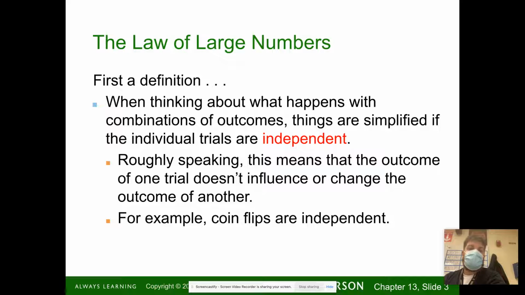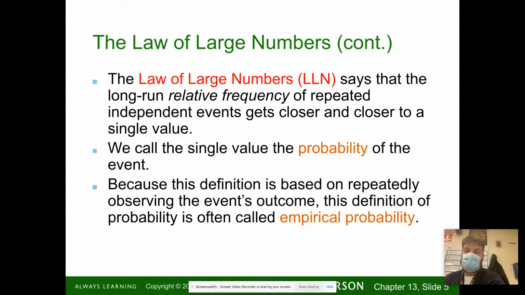When thinking about the combination of outcomes, things are simplified if the individual trials are independent. Roughly speaking, this means that the outcome of one trial shouldn't have an influence on or change the other. Flipping a coin is independent. You have a 50-50 shot of flipping heads on a balanced coin. So when I flip a coin one time and get heads, what's the probability of me flipping heads the next time? Still a 50% chance of getting heads.